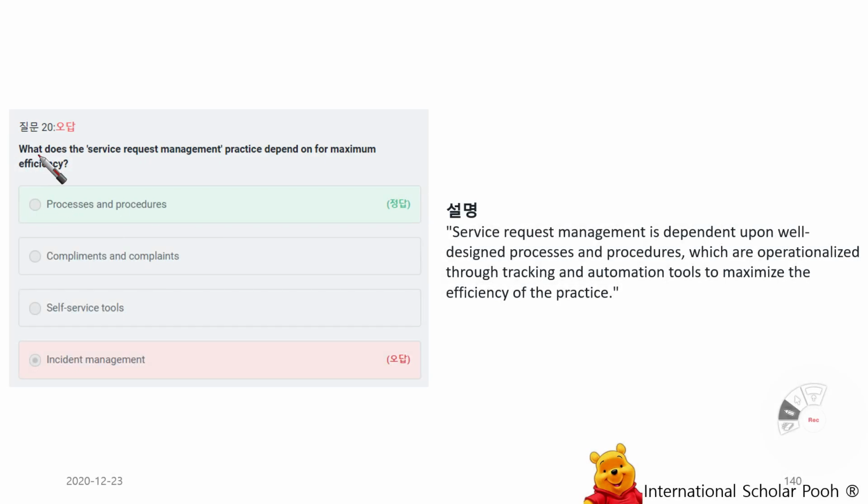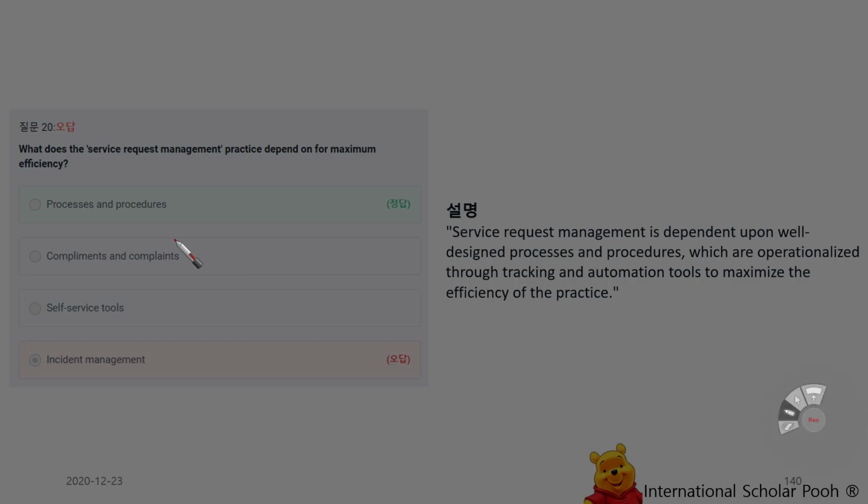What does service request management practice depend on for maximum efficiency? Process and procedures. Service request management depends upon well-designed processes and procedures, which are operationalized through the tracking and automation tool to maximize the efficiency of the practice.